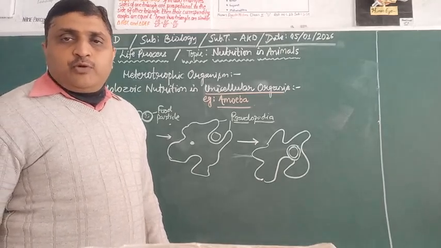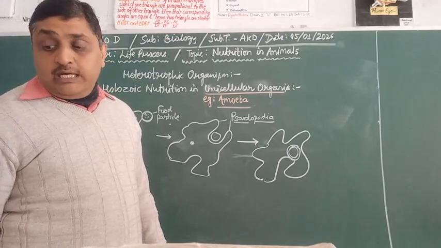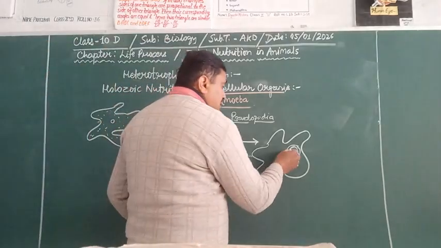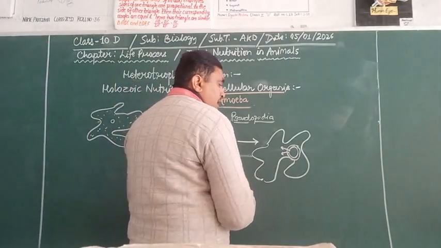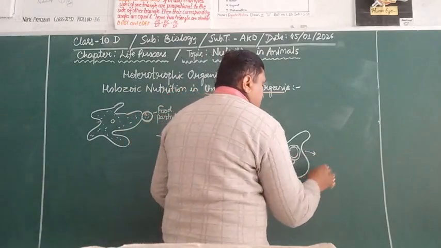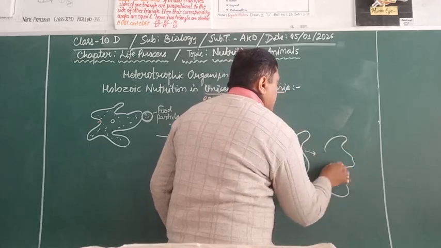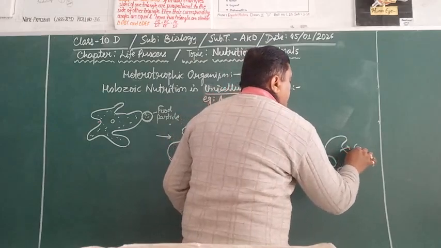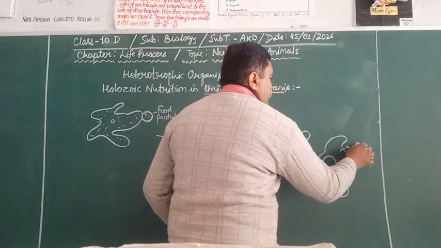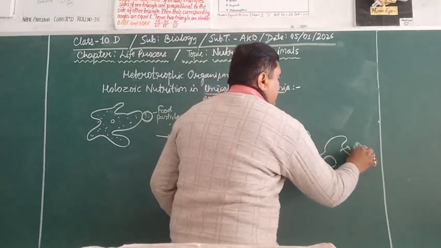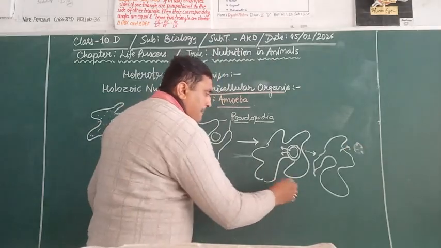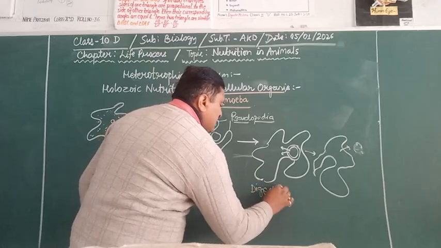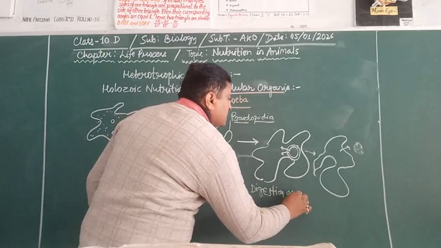These are expelled out from the body. The undigested food material is removed from the body. The food material is utilized, and after the utilization the undigested food material is expelled out from the body. This one is digestion and assimilation.